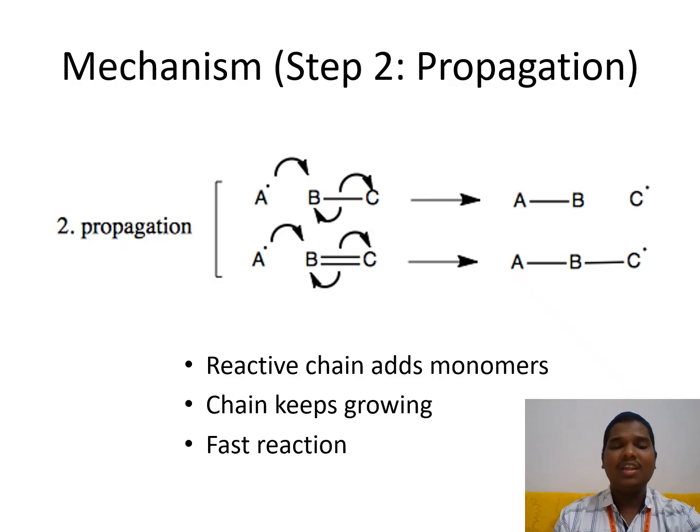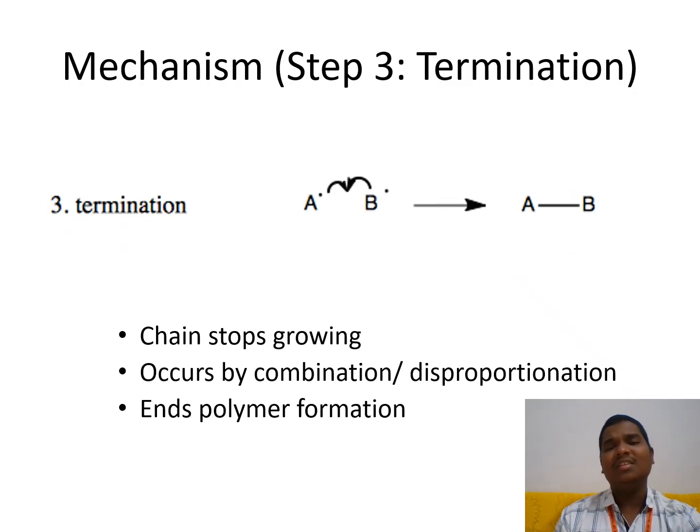Next, we'll see how the reaction stops, which is termination. In termination, two free radicals combine, which stops further chain growth. Because chain termination happens at different stages, polymers of different molecular sizes may be formed. This results in different physical and mechanical properties of the final polymer product.